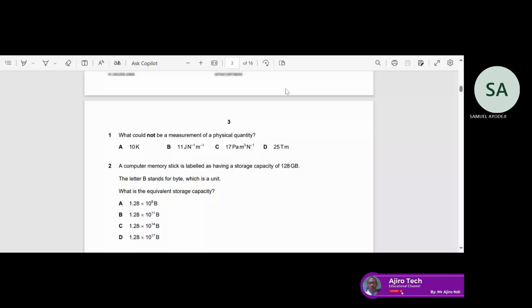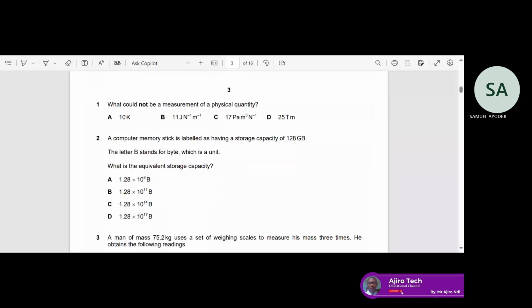Yes. So I already did the paper. I did it today. So I'm just revising the questions that I do not understand. Okay, which number? Number one, I don't understand. Let's start with number one. Because I wrote my answer D.